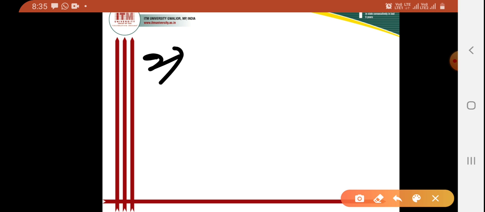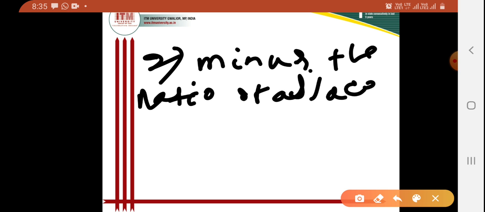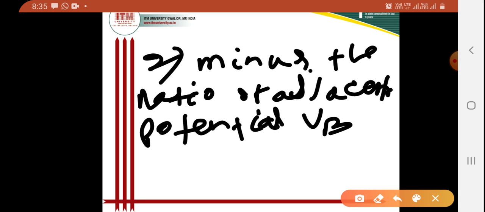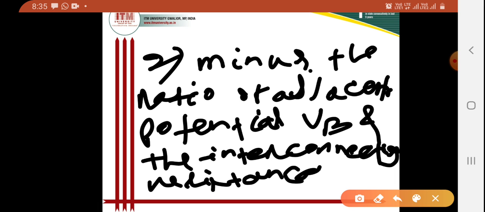After that, a minus sign is there, so I am writing minus the ratio of adjacent potential, which is VB, and the interconnecting resistance R2.